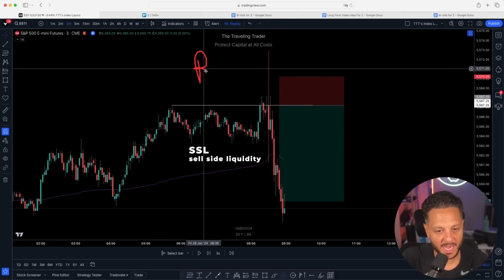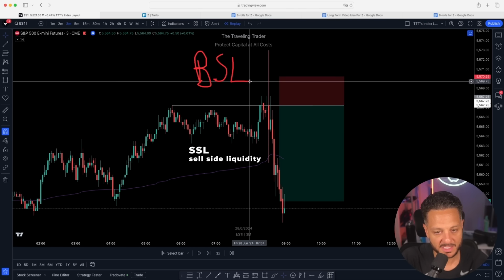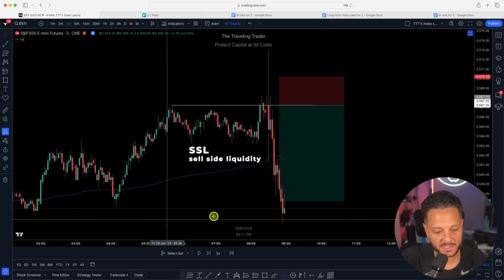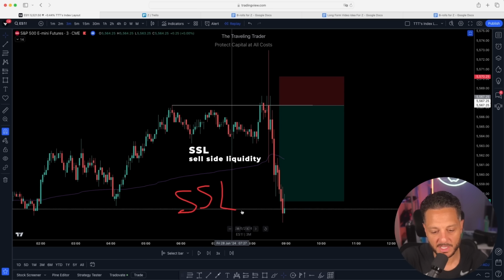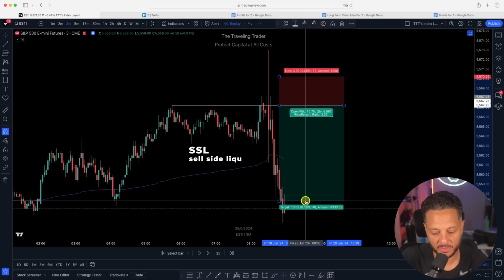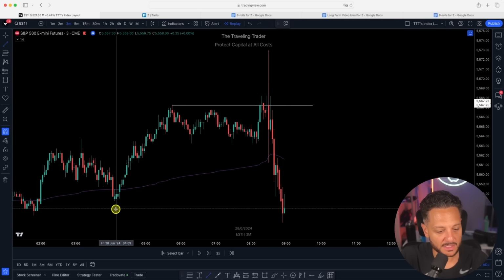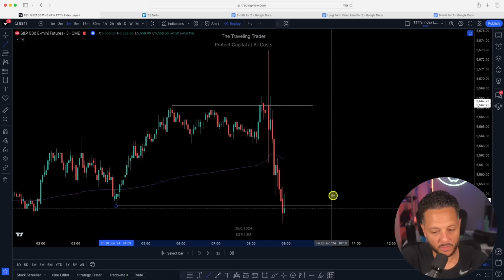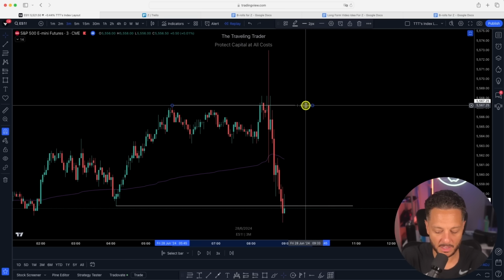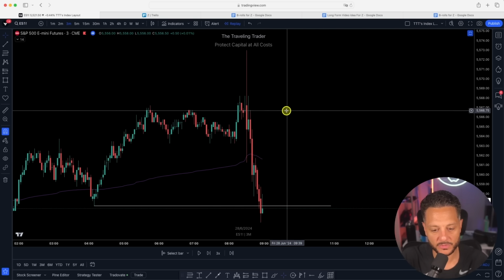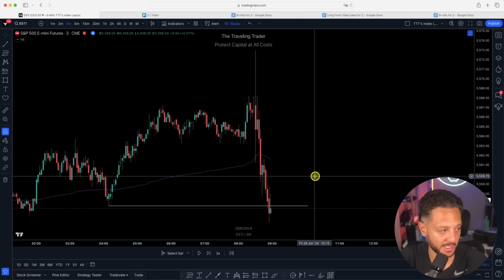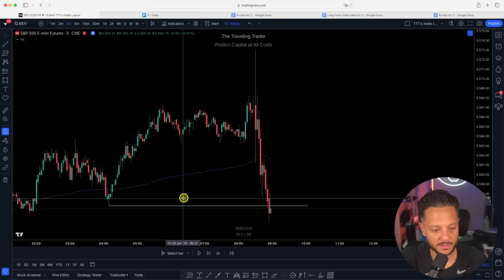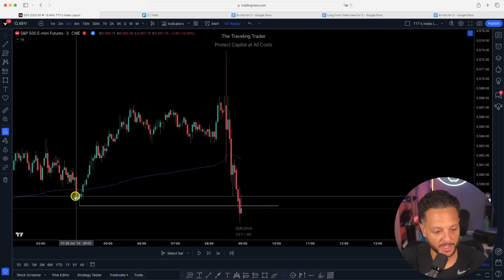If this side is called buy side liquidity because these are buy stops, what is this side called? Sell side liquidity, because these are sell stops, SSL. So if you take this last low here, and we're going to talk about which time windows to focus on, like which lows and highs are significant, we'll talk about that in a second. So give me a minute. Let's just talk about the concept of liquidity first.